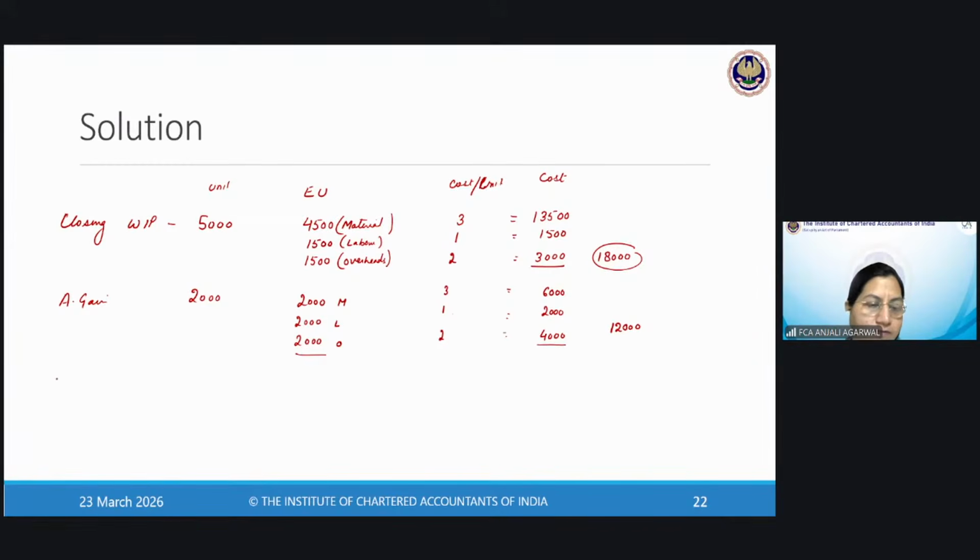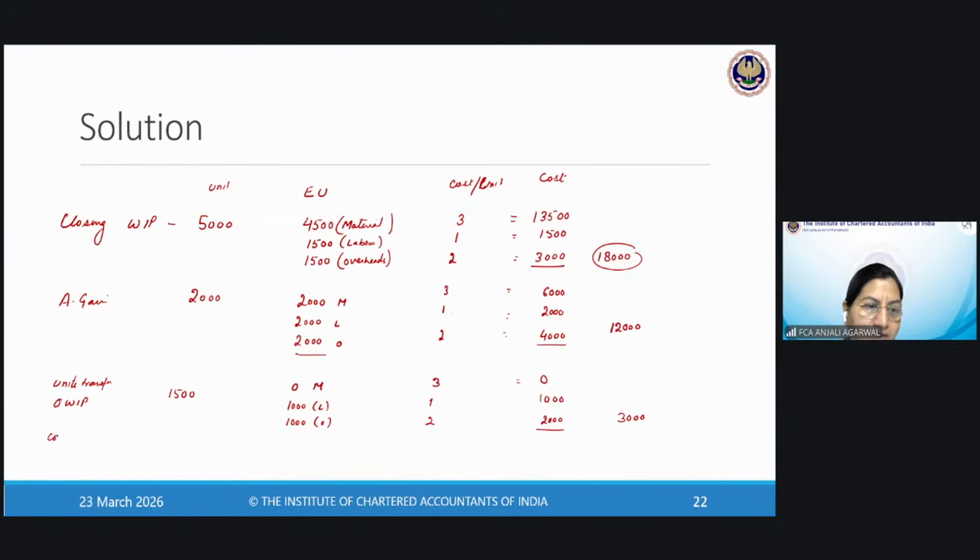What is the value of units transferred? Bifurcate it into 2. Opening WIP, 1,500 units. 0 as far as material is concerned. 1,000 units as far as labor is concerned. And 1,000 units as far as overheads is concerned. 0 into 3, 1,000 into 1, 1,000 into 2. So it's into 0. 1,000 into 1 is 1,000. 1,000 into 2 is 2,000. So it took 3,000 rupees to complete the opening WIP in this period.